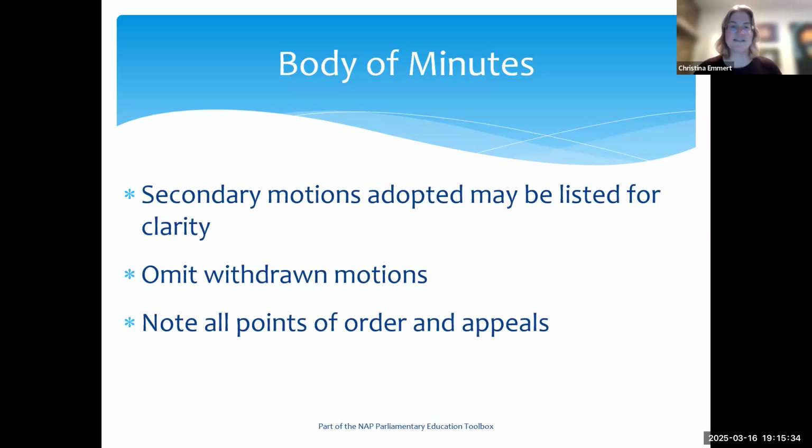Now, if it's the opposite and somebody makes a point of order and the president says your point of order was not well taken, a member can choose to appeal it, and then there is a whole appeal process you would go through. So you would write what the point of order was, that the point of order was not well taken, that the member appealed it, and then what the outcome of the appeal was, whether the delegation or membership voted in favor of sustaining the appeal, meaning going with what the president said, or not sustaining the appeal, going against what the president said.